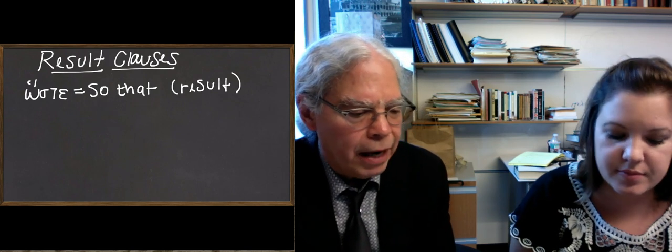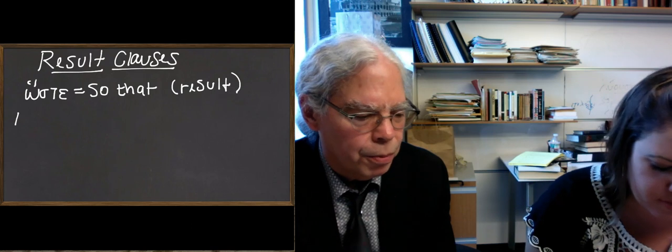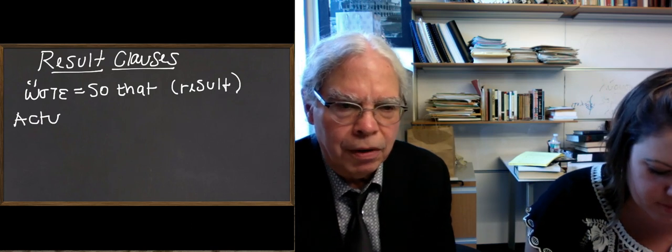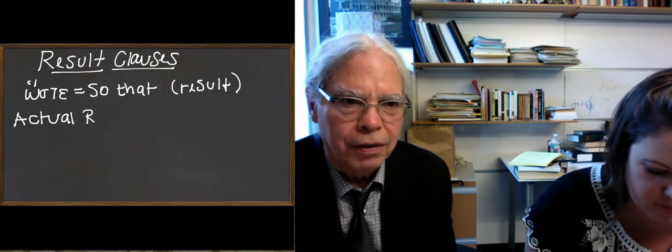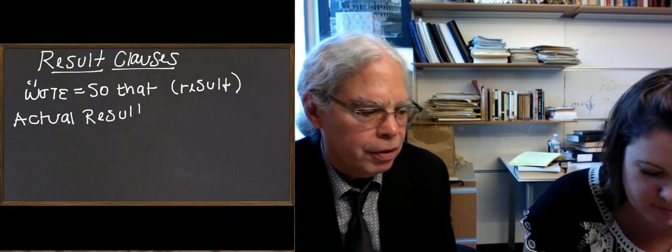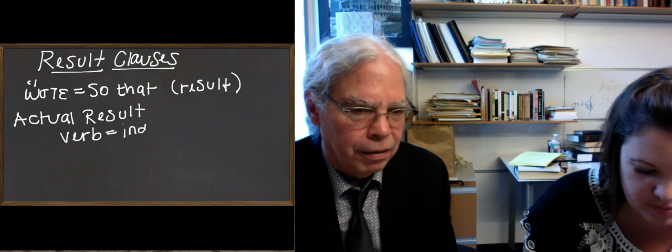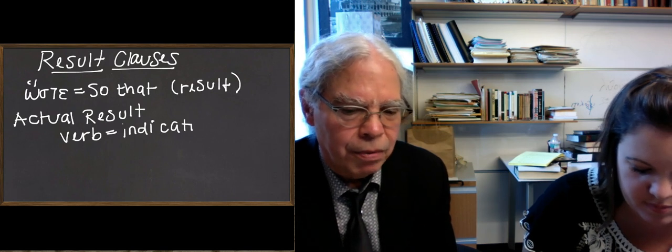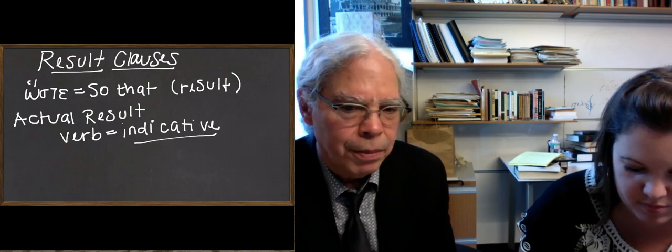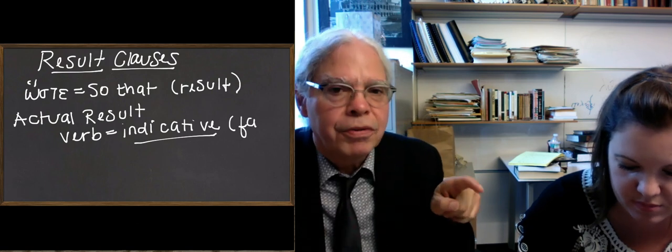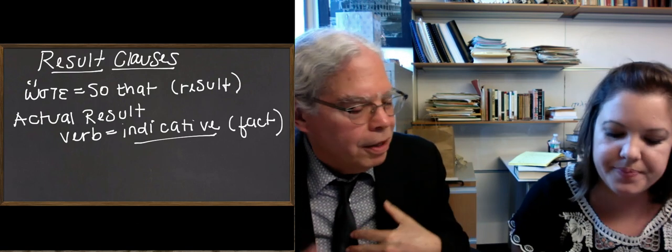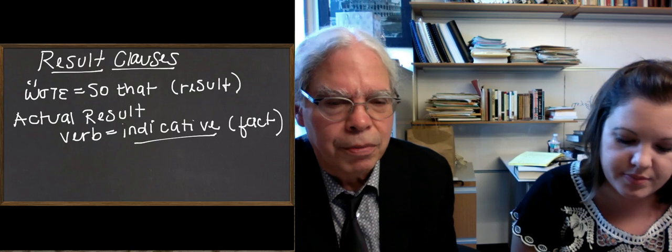So when it's an actual result, all you do is you put the verb in the result clause in the indicative. Because you're talking about a fact, a thing that actually happened. And that's what the indicative is. Remember, we talked about this. After every verb in the indicative, you can put in parentheses, this is true. So the indicative is a way of talking about things that are real or true.